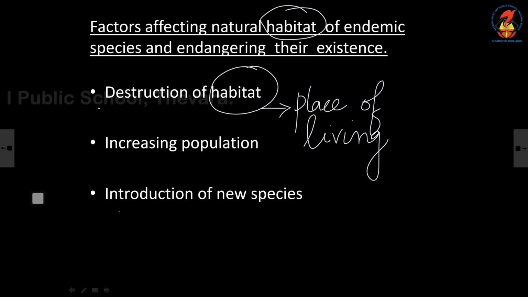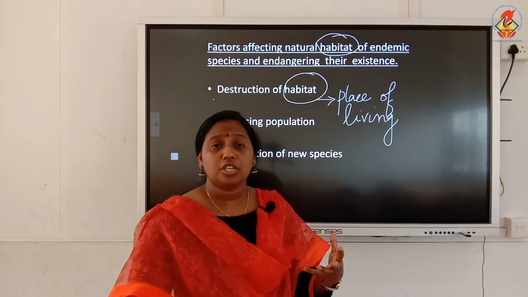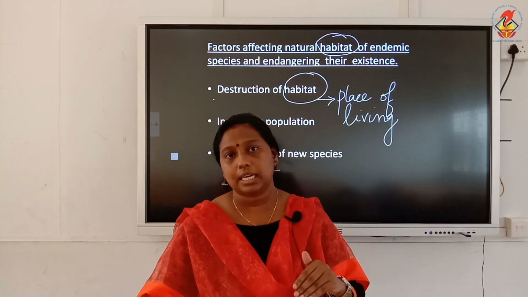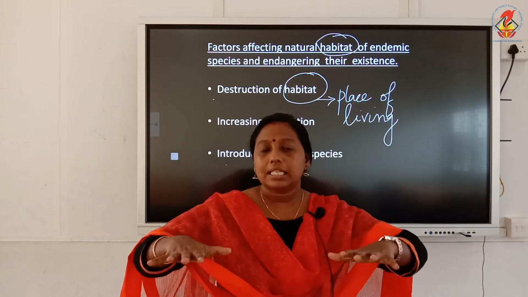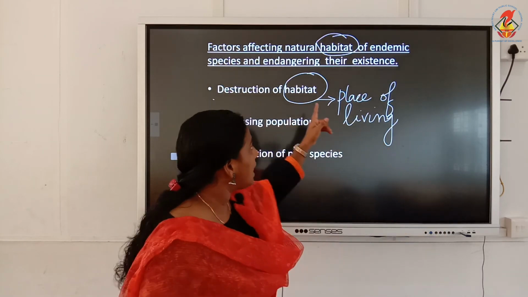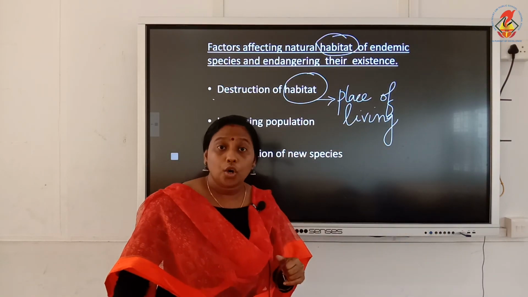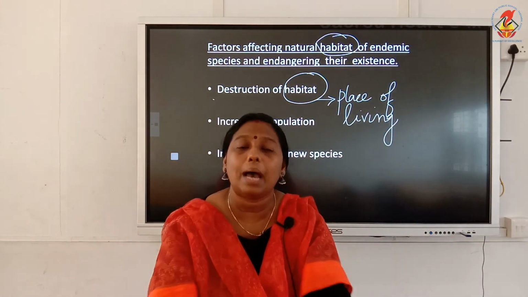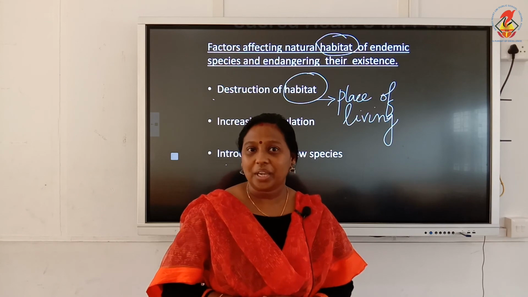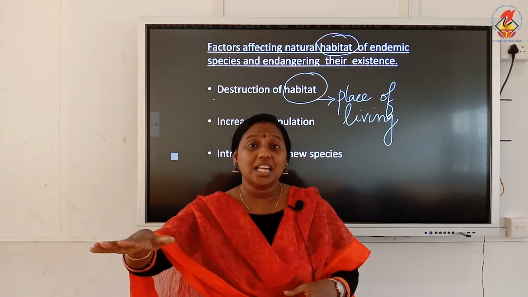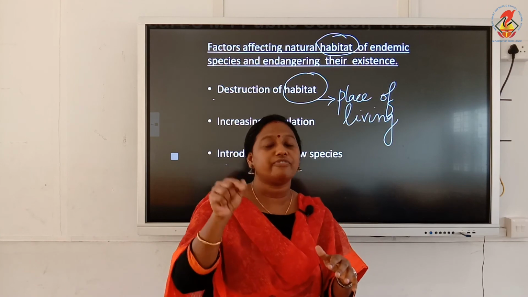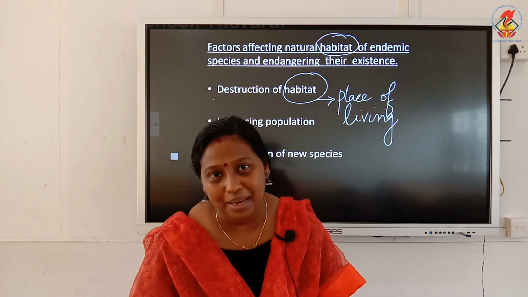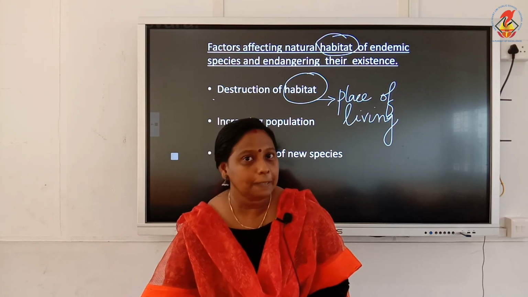And the third point is introduction of a new species. New species means a new organism. It can be either a plant or an animal which is coming from outside. The place where this endemic species is living, as we told, is called the habitat of this endemic species. A new organism is coming from some other habitat into the habitat of this endemic species. Then also the balance of that habitat will be disturbed because of this new organism, and this will directly affect the existence of our endemic species. So, is this clear? Okay.